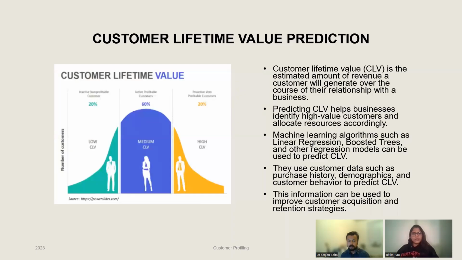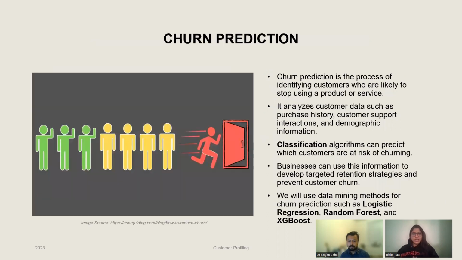Next. We then use the RFM information to predict the customer lifetime value. We used regression algorithms for the same. We've used linear regression, tree-related algorithms, distance-based algorithms, and many others, as you'll see in future slides. And churn prediction is a classification problem for which we use logistic regression, random forest, and XGBoost.